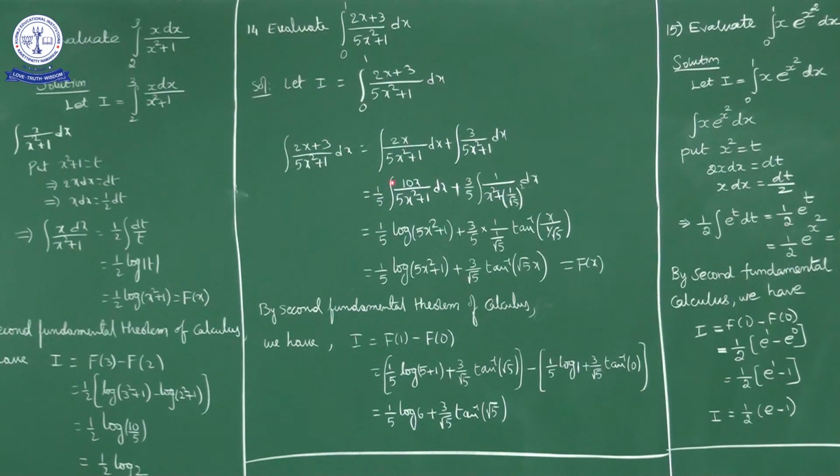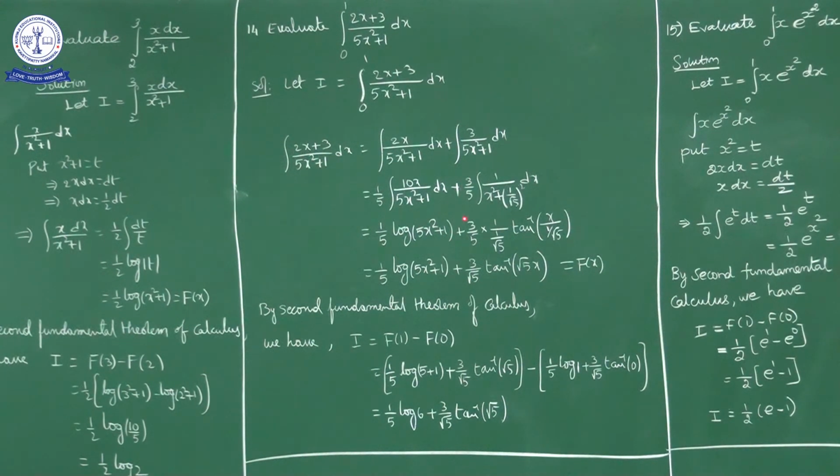Okay. But this first part, the right hand side first integral, if we observe here, the numerator is 10x, the denominator is 5x square plus 1. Now if you consider 5x square plus 1 as t, then its derivative is 10x dx. So it is of the form integral dt upon t. Integral dt upon t is log mod t, nothing but log of 5x square plus 1. So 1 by 5 into log of 5x square plus 1. Okay, this is the first part.